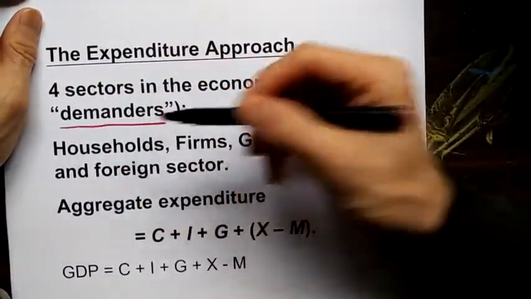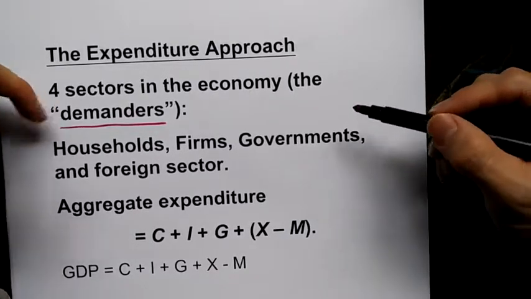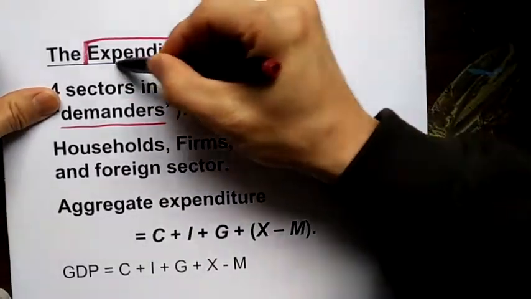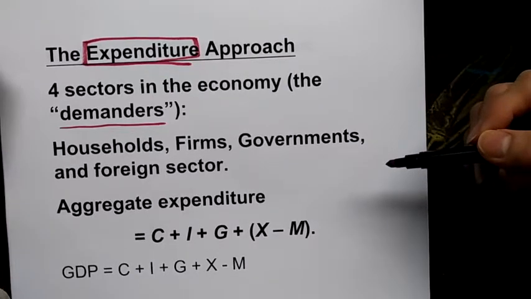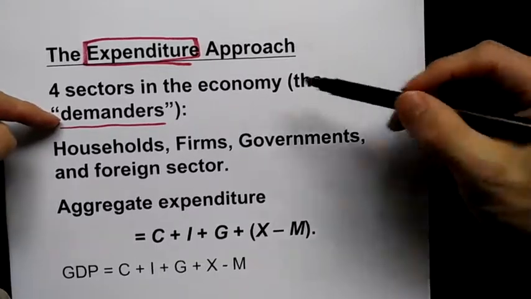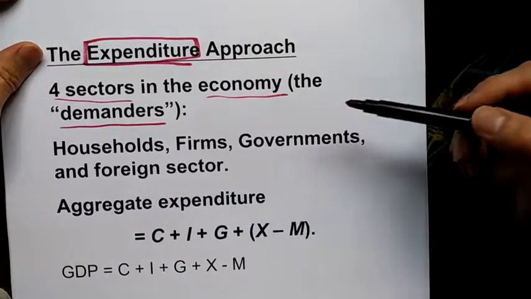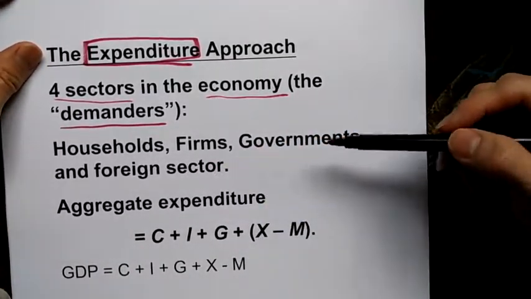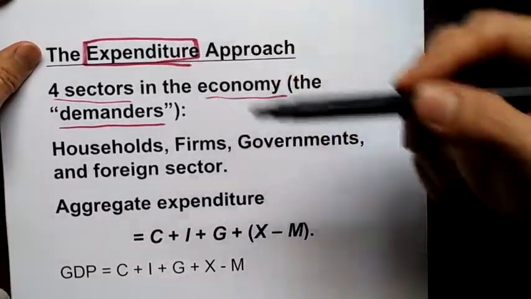So the demanders, how can we call them demanders? They are demanders because they buy things. They have expenditure. Okay? So based on the demander's behavior, we separate the economy into 4 sectors: households, firms, governments, and foreign sectors. These 4 sectors are sectors that have expenditures.